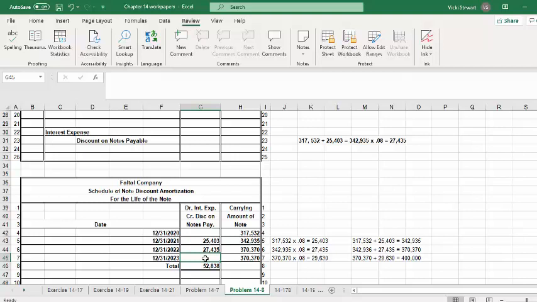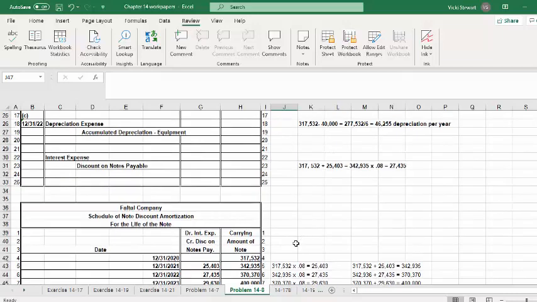When we add that, after we amortize the discount, we get the last amount, the carrying amount of $370,370, multiplied by 8% would give us interest in the last period of $29,630, and the discount would be completely amortized, so they would owe the $400,000 maturity value at the end.